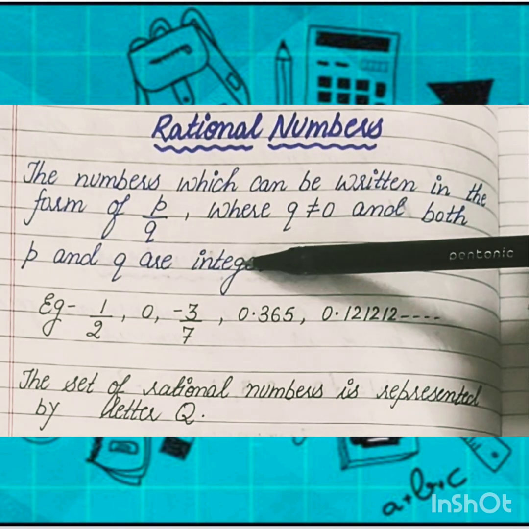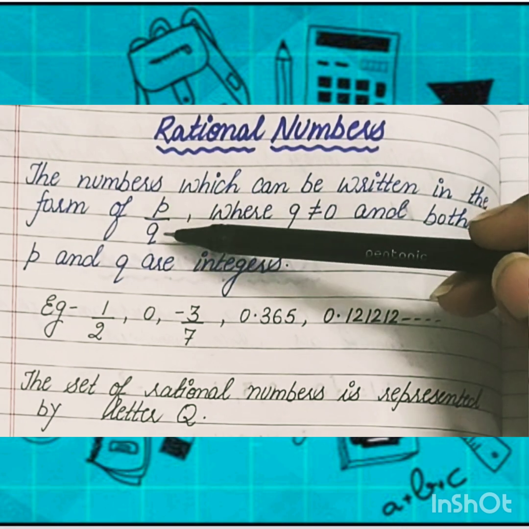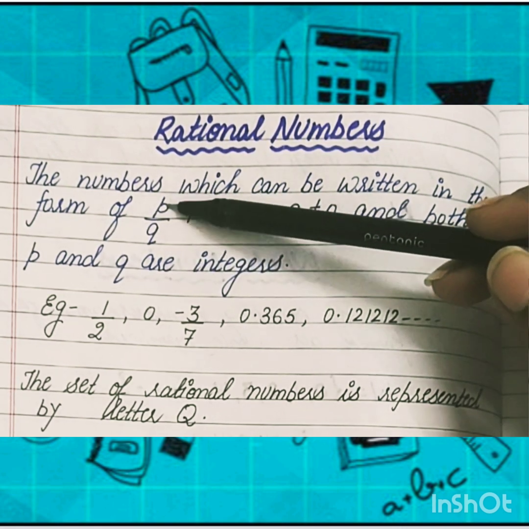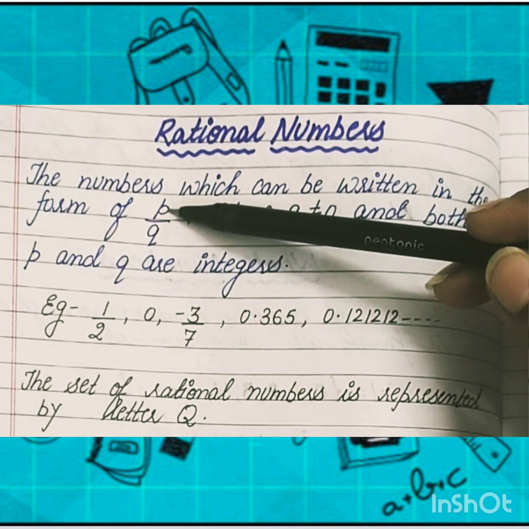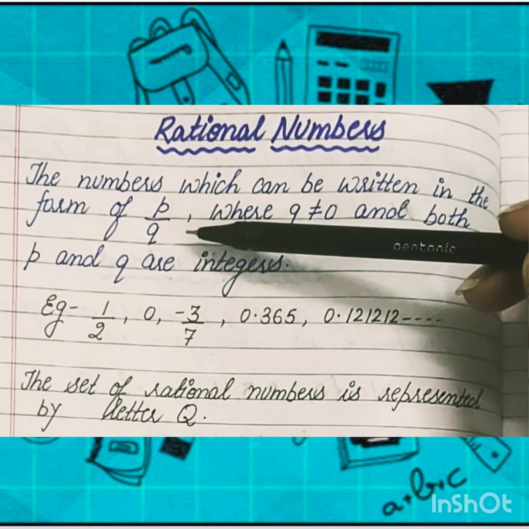Both P and Q are integers. P and Q can both be positive. They can be negative. P may be 0 but Q can never be 0. P can be 0 but Q cannot be 0.